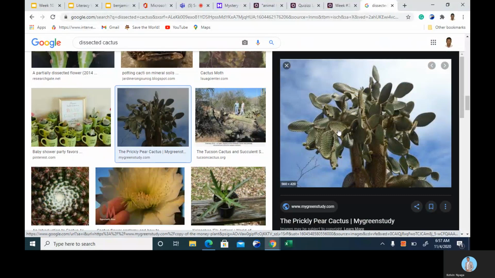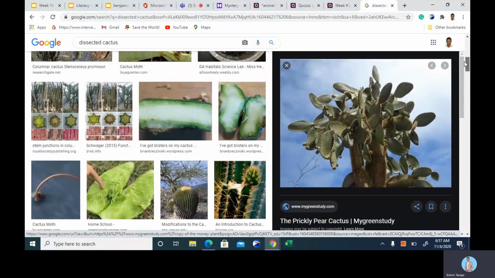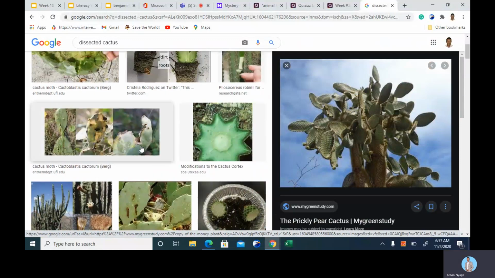That means animals cannot easily eat the cactus because, well, if you break the cactus skin, then you know what happens. It starts to dry up. I think I just saw an image of a cactus drying up right here.